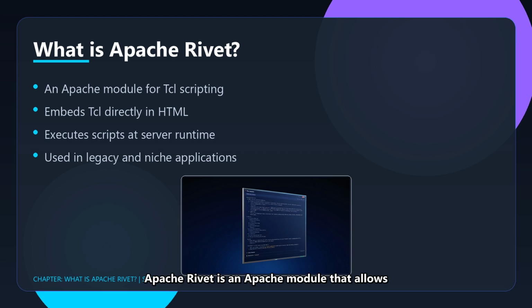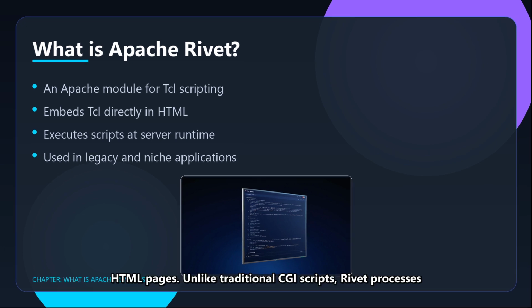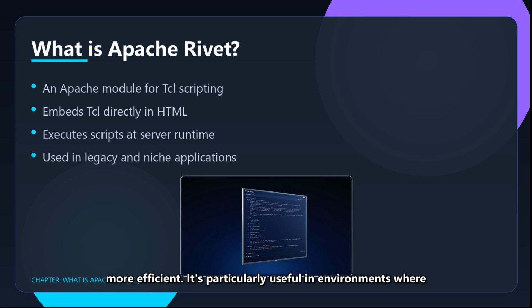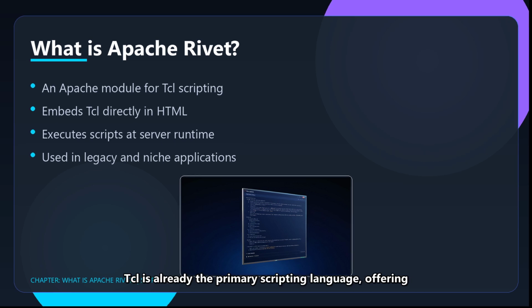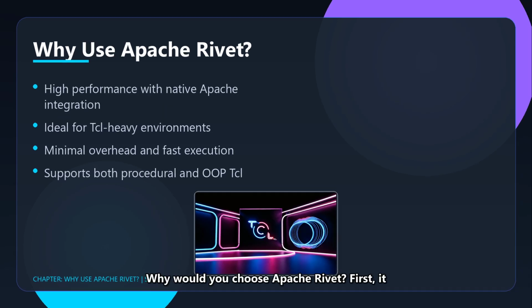Apache Rivet is an Apache module that allows you to embed TCL code directly into your HTML pages. Unlike traditional CGI scripts, Rivet processes TCL code inline, which makes it faster and more efficient. It's particularly useful in environments where TCL is already the primary scripting language, offering a seamless way to create dynamic web content. Why would you choose Apache Rivet?